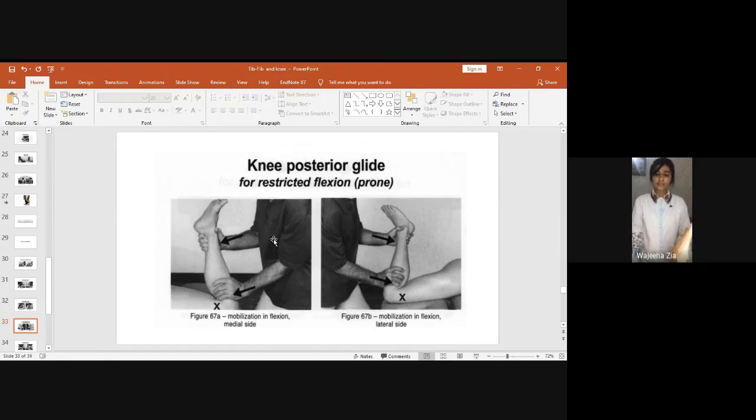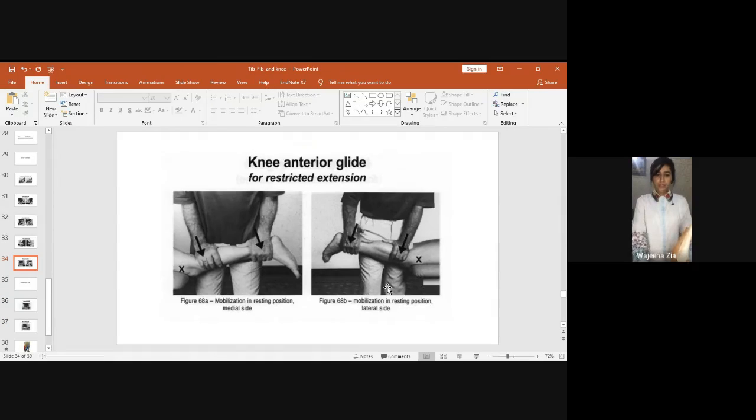This is also the modified form of posterior glide. Femur is stabilized. Hold the tibia, proximal part and the ankle level both, and move tibia both ends in a coordinated movement. Now the anterior glide.